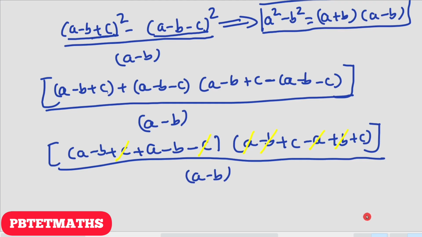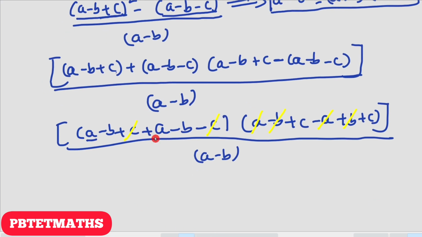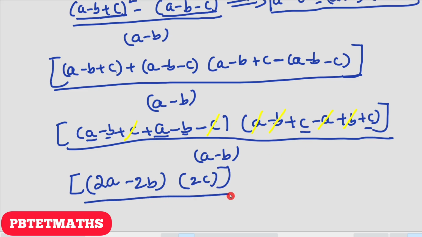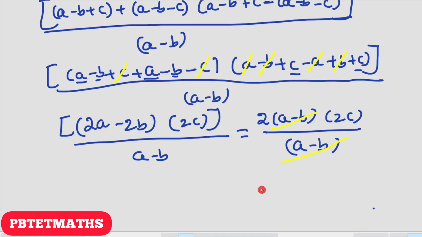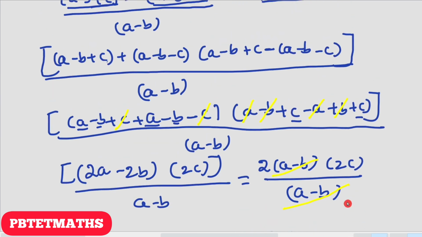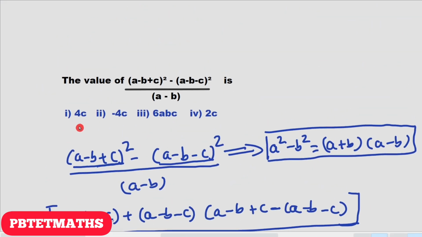Thereafter we can write a plus a, this a and this a gives us 2a, and this minus b gives us minus 2b, and here we are left with c and c, that is 2c, the whole divided by a − b. Further, by simplifying this, we can write 2 times (a − b) times 2c divided by a − b. Now we can cancel this a − b and a − b. At last we are left with only 2 times 2c, which gives us 4c. That is the correct answer. So we can say that option 1 is the correct answer.